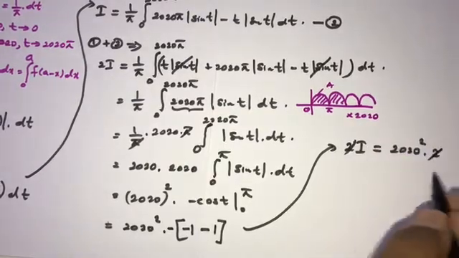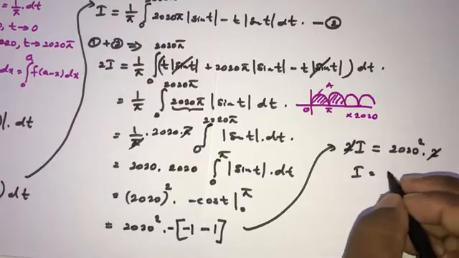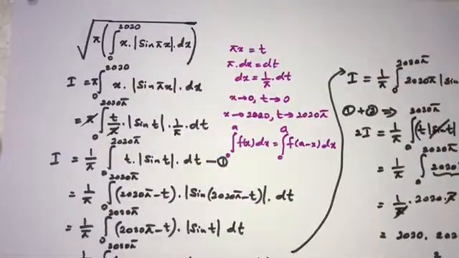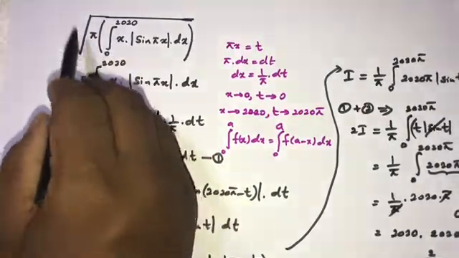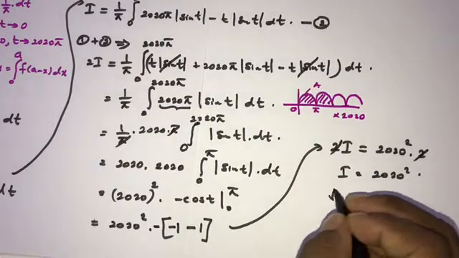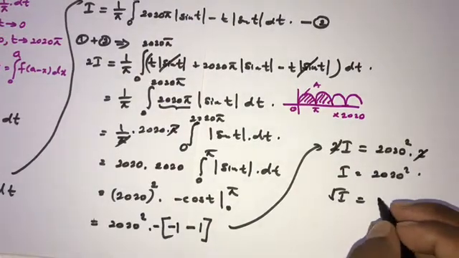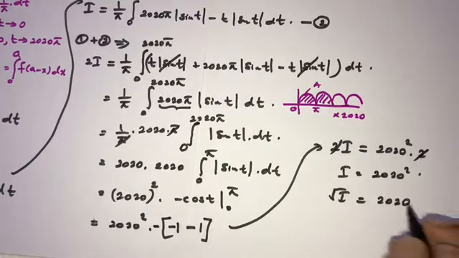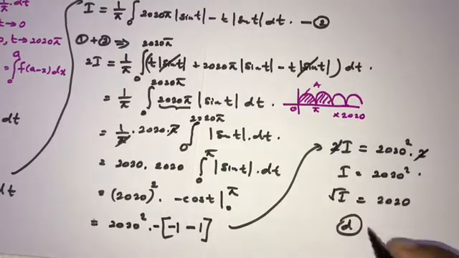Now this 2 gets cancelled. Now I is equal to 2020 squared, but we need the square root of I. So now we can write square root of I is equal to 2020. So option D is the correct answer.